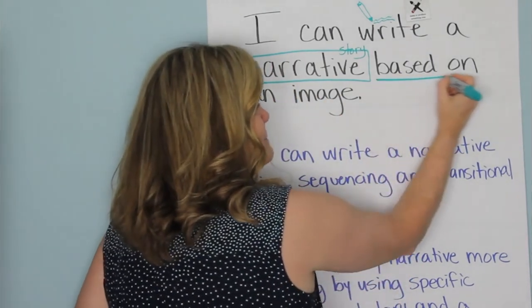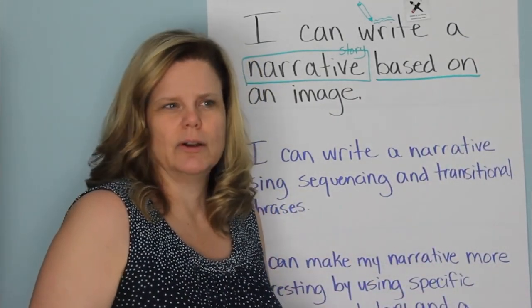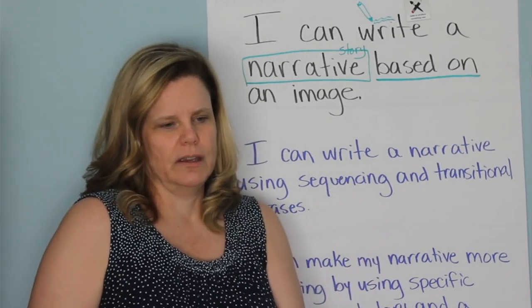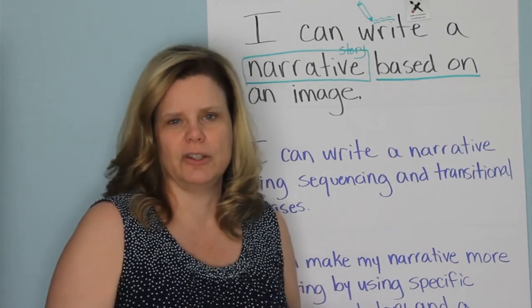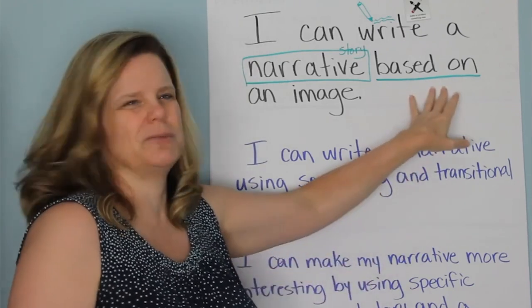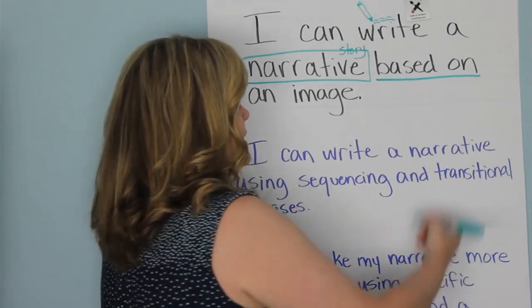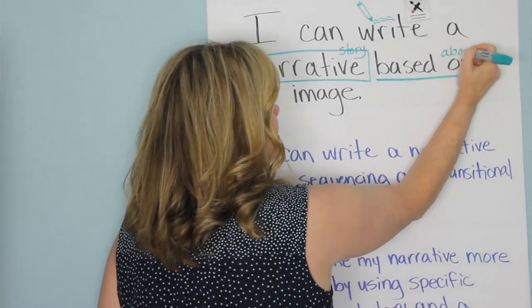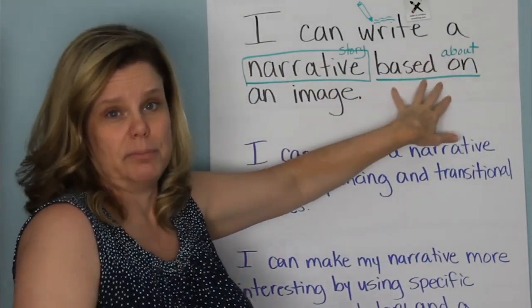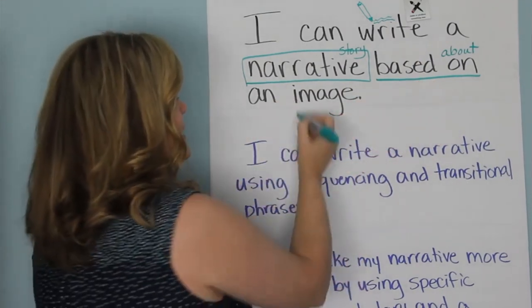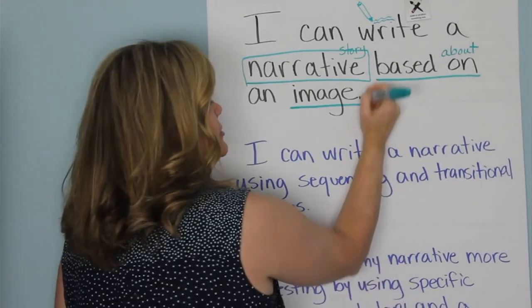based on an image. What does it mean when we say based on? Like this movie was based on the book, or you think the answer to this math problem is 12 based on your understanding of multiplication. What does it mean when we say based on? Right? Give some examples. Based on means it's about something. We're going to write a narrative based on an image. An image, right? What's another word for image? An image is a picture.